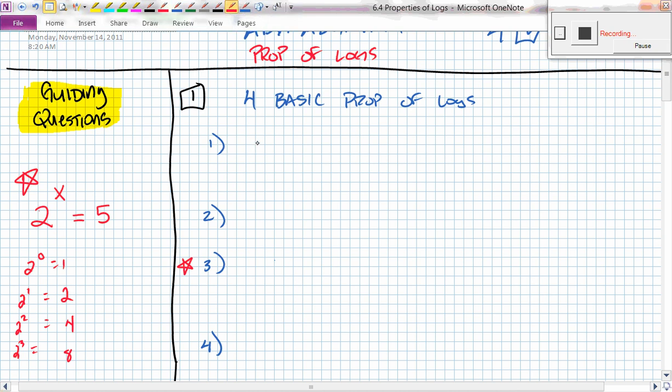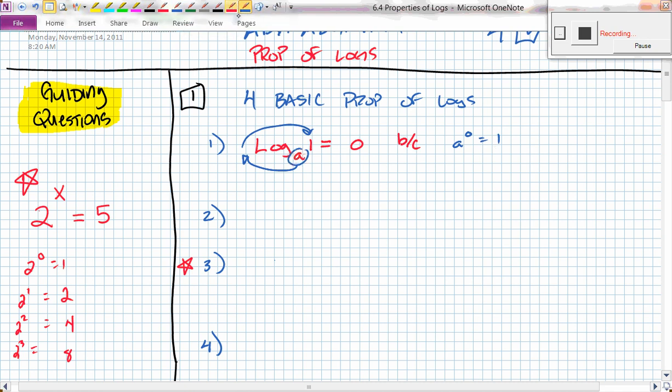If you have log base A of 1, what would that have to be and why? It's very simple. It would have to be 0. And how come? Because A to the what power gives you back a 1? What would that power have to be? 0. There you go. Because A to the 0 gives you back 1. So far, so good?